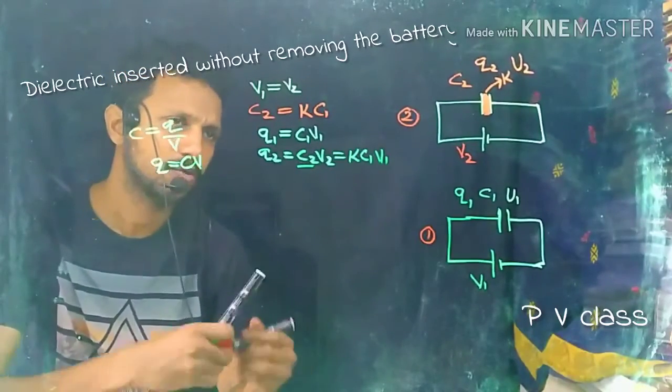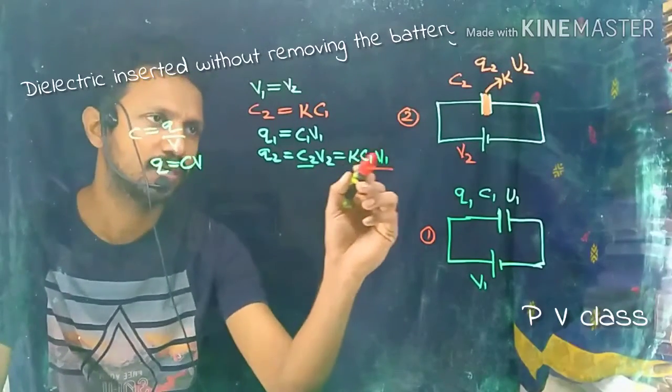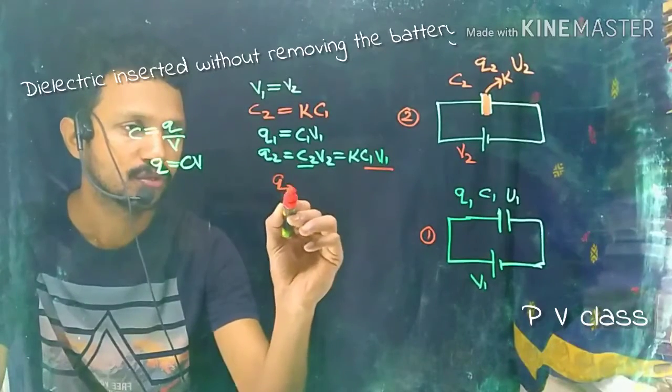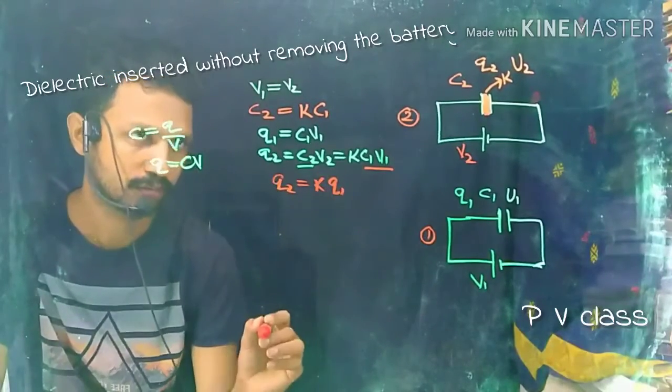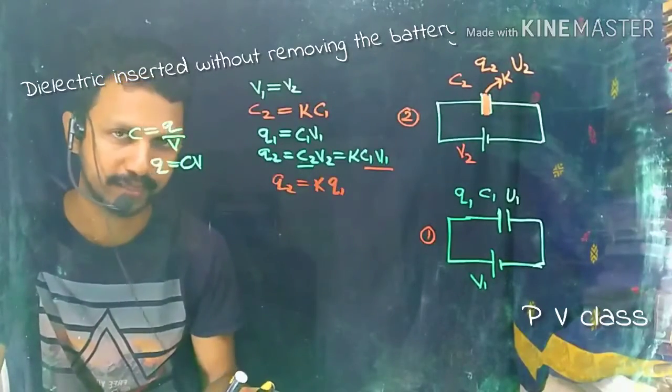Can you identify what this is? C1V1 is our Q1. Therefore, Q2 is equal to KQ1. That is, the charge will increase by K times.